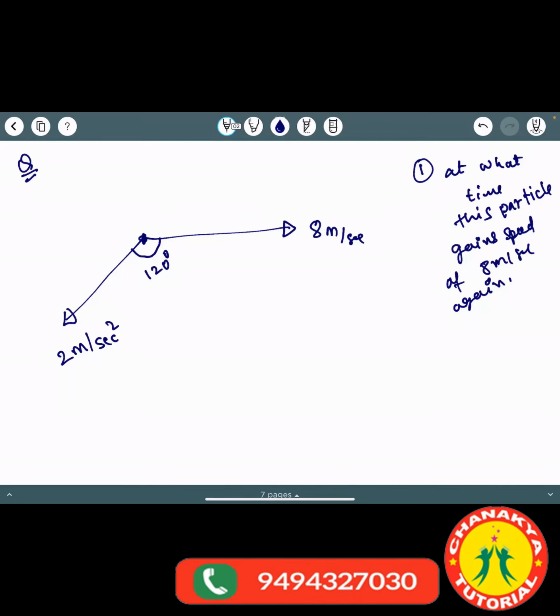Just give an attempt, and if you are not able to understand, just let me know. Shreyata, are you able to solve? I'm trying, sir. Samhita, try.